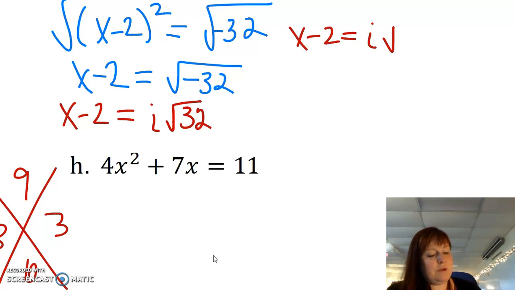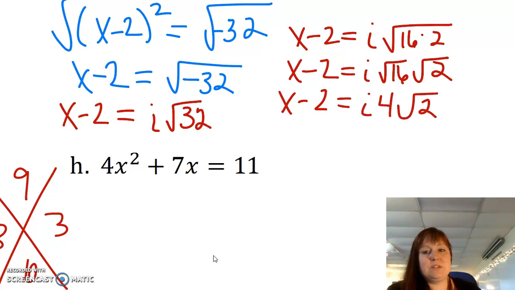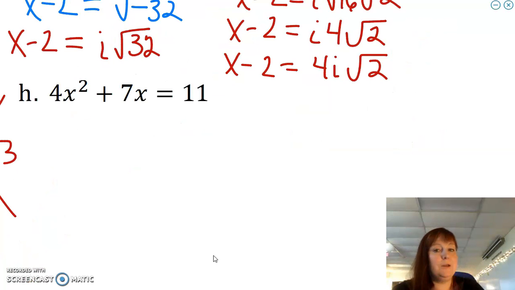So we're just going to rewrite this as 16 times 2. And so then I have x minus 2 equals i times the square root of 16 times the square root of 2. So I'm just rewriting it and simplifying as I go. So the square root of 16 is 4. And then I remember that I can't write it that way. I need the 4 in front of the i. The real number has to be before the i. So I have that.